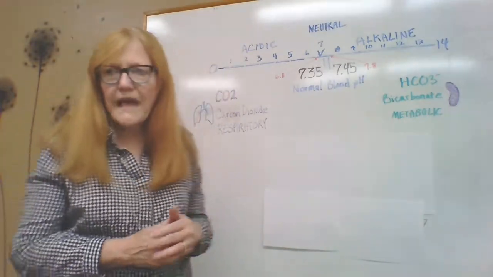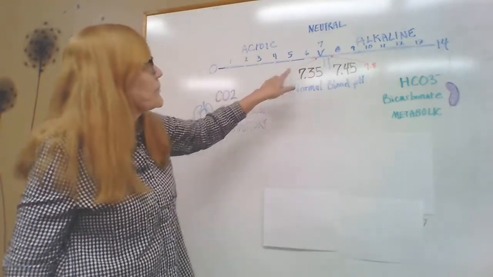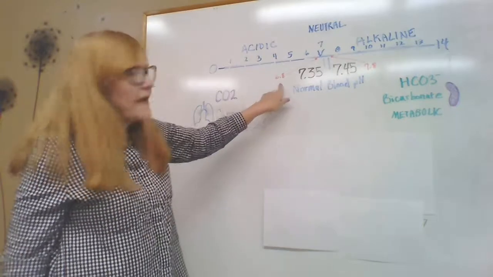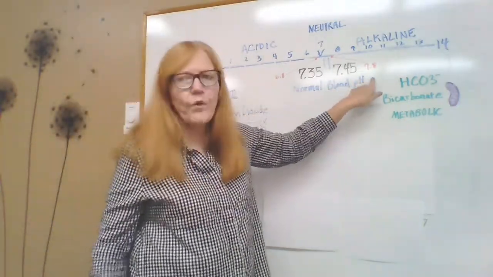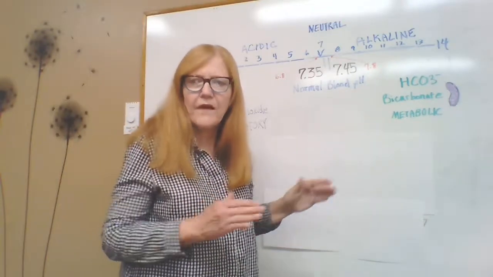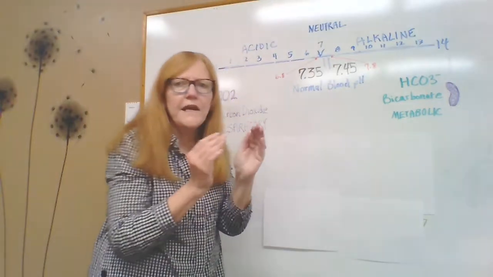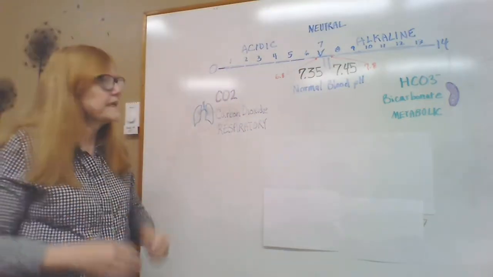First of all, some people say, how low can it go? 6.8, I put red dots here, and 7.8. If it's below 6.8, that is death. Above 7.8, that is death. Our bodies cannot function. So you can see even this range, it's a very narrow range our bodies need to be in to be balanced and in homeostasis.